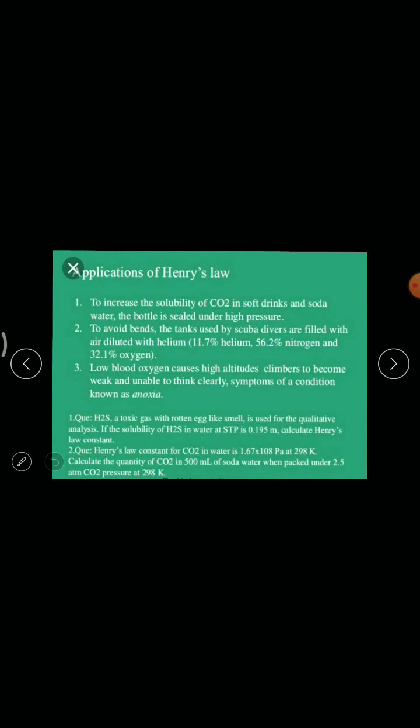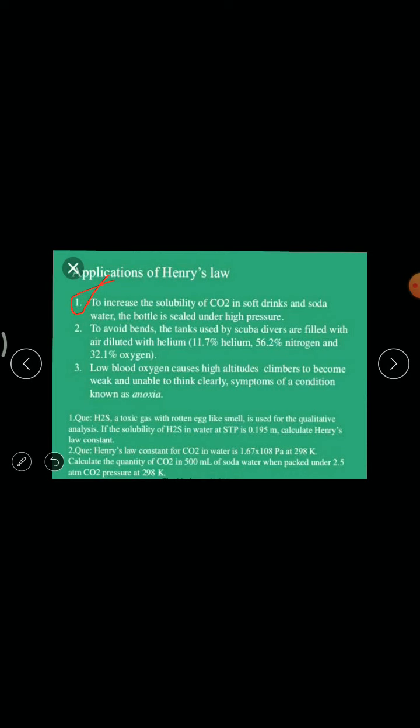Next we have applications of Henry's law. To increase solubility of CO2 in soft drinks and soda water, the bottles are sealed under high pressure, so that the pressure does not decrease and the solubility does not decrease.